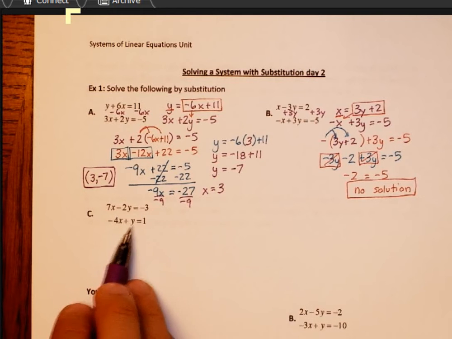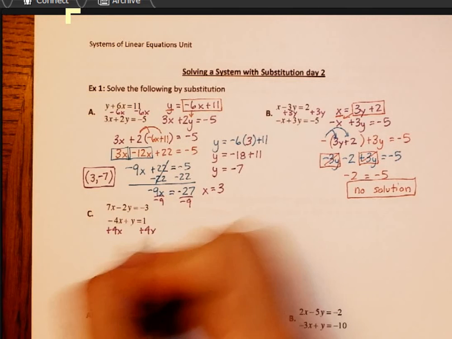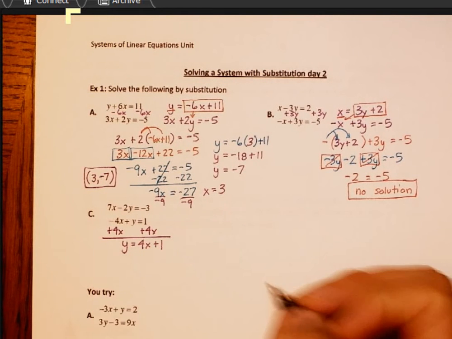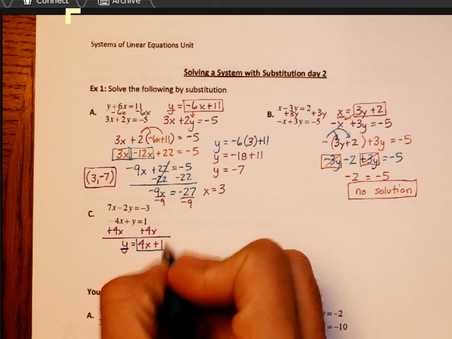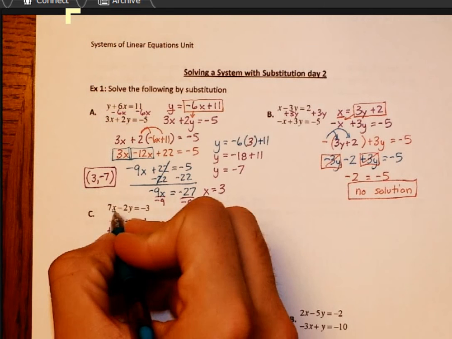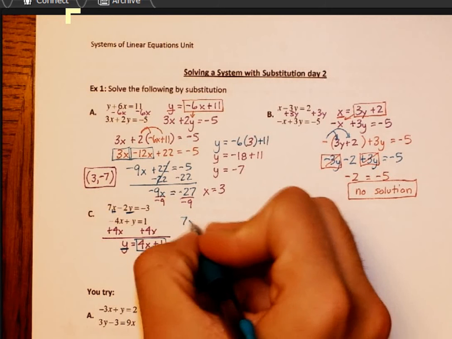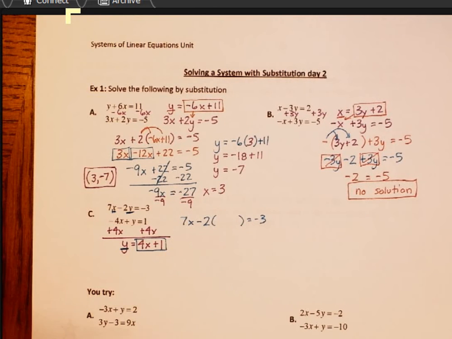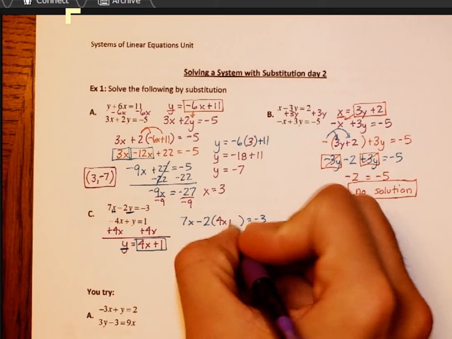The bottom equation makes the most sense, so I'm going to add 4x to both sides. When I do that, I get y equals 4x plus 1. And now, since y is by itself, I'm going to take 4x plus 1 and substitute it in for this y here. Okay, so I have 7x minus 2 times y equals negative 3. What I'm substituting in for y is 4x plus 1.